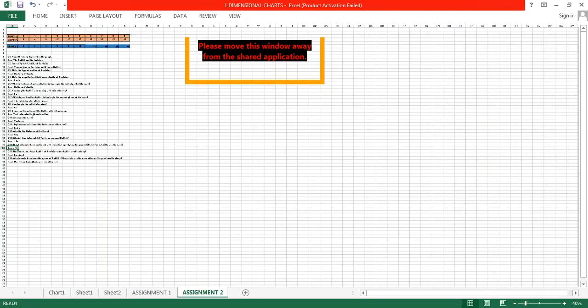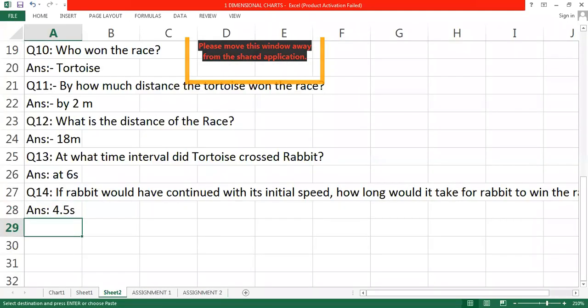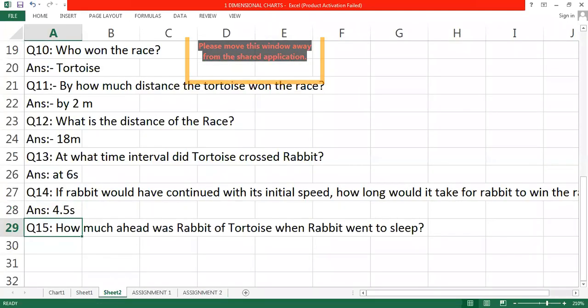Now the next and very interesting question. How much ahead was rabbit of tortoise when rabbit went to sleep? Now understand, during which phase the rabbit went to sleep. Okay, so how much ahead was rabbit of tortoise when rabbit went to sleep?